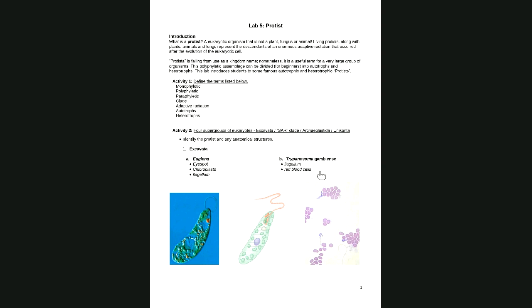And I have these in the PowerPoints, but the first supergroup you're going to focus on is your Excavata. The examples I give you are Euglena and Trypanosoma gambiense. There are two figures for Euglena, okay? Make sure that on both figures you can identify these three structures that are found on Euglena and label those. For Trypanosoma gambiense, make sure you can locate where the organism is as well as its flagellum. I don't have it listed here, but also point out the red blood cells just to differentiate.